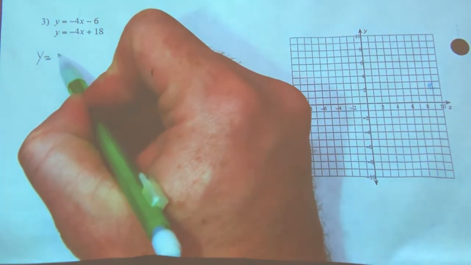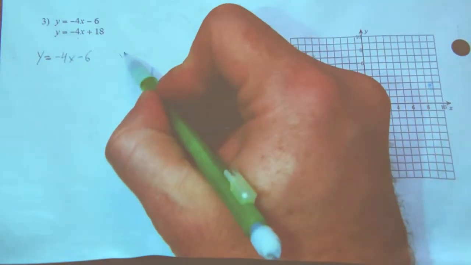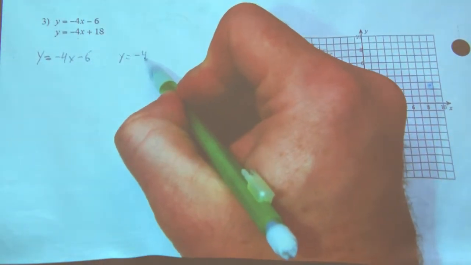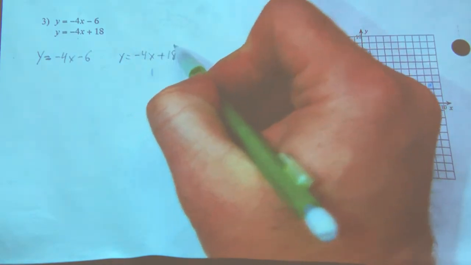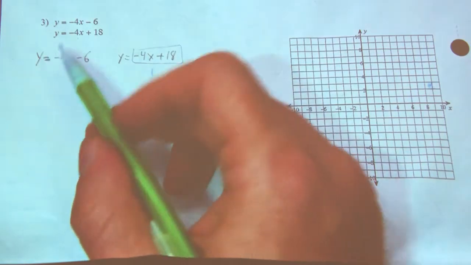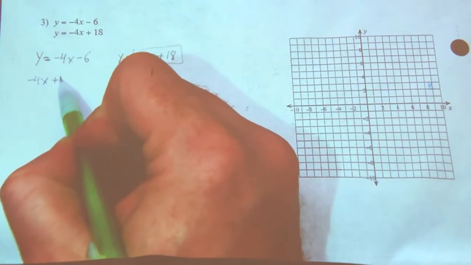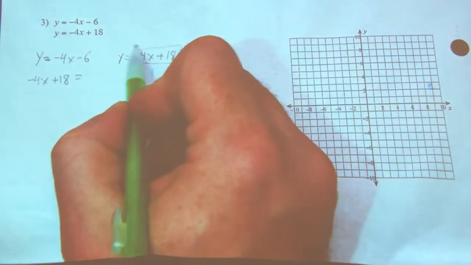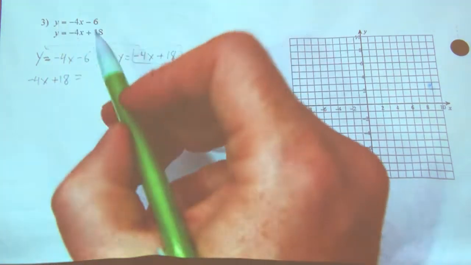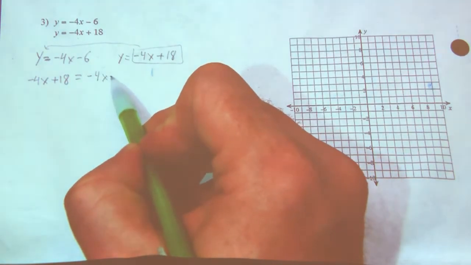So let's start solving it the same way. When we solve a system of equations by substitution, we have our two equations. This says y equals, so we can plug it into this equation. So we have negative 4x plus 18 equals, so that's this part being substituted here, and then this expression on the other side, negative 4x minus 6.